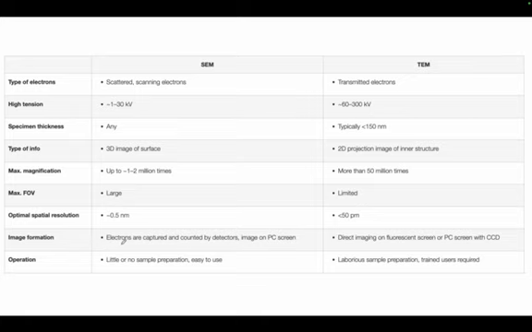In the SEM, image formation is because electrons are captured and counted by detectors, whereas TEM can be imaged directly on a fluorescent screen or again with a CCD. Sample preparation for SEM is relatively straightforward, whereas for TEM, you can imagine we have to make a sample that can withstand this kind of condition. It has to be a thin sample, but it has to be able to withstand these highly accelerated electrons. So the sample preparation for TEM can be somewhat laborious.